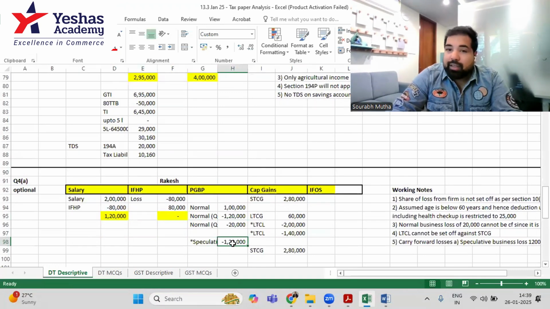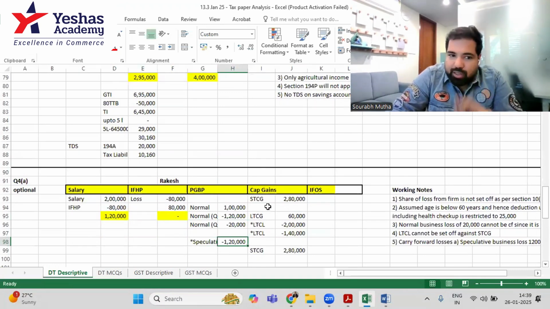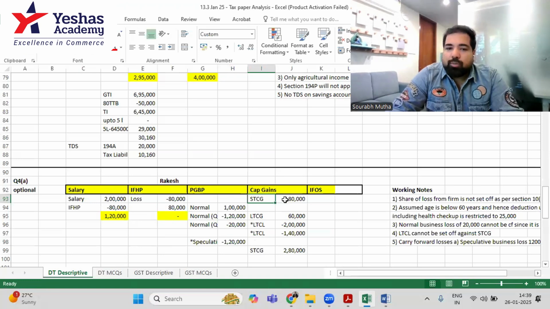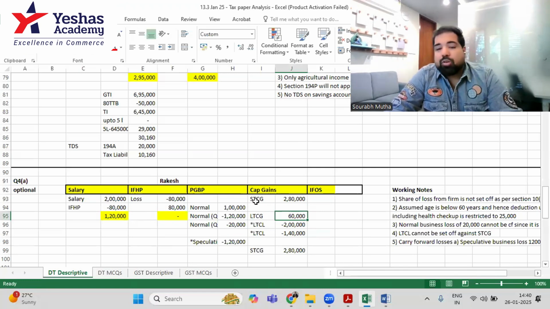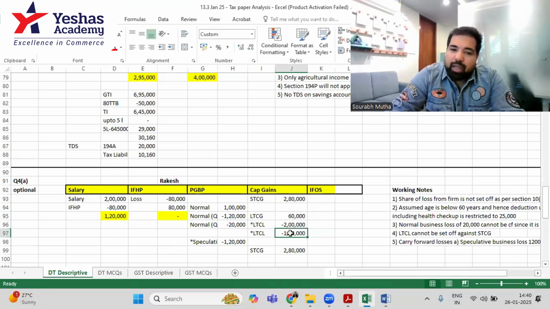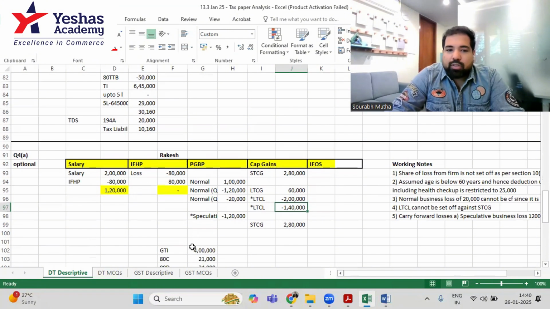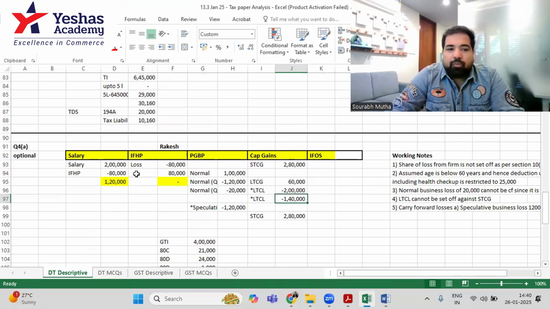Speculation loss of 1 lakh 20, there is unique blood. So this will have to be carried forward. So there is one carry forward as of now. Short-term capital gain, long-term capital gain, long-term capital loss can be minus from this, but cannot be minus from short-term capital gain because it's unique blood. So again, 1 lakh 40 will be carried forward, second carry forward. So there are how many carry forwards? Two. This will become one number. This is second number. And that is your 4 lakh rupees GTI.